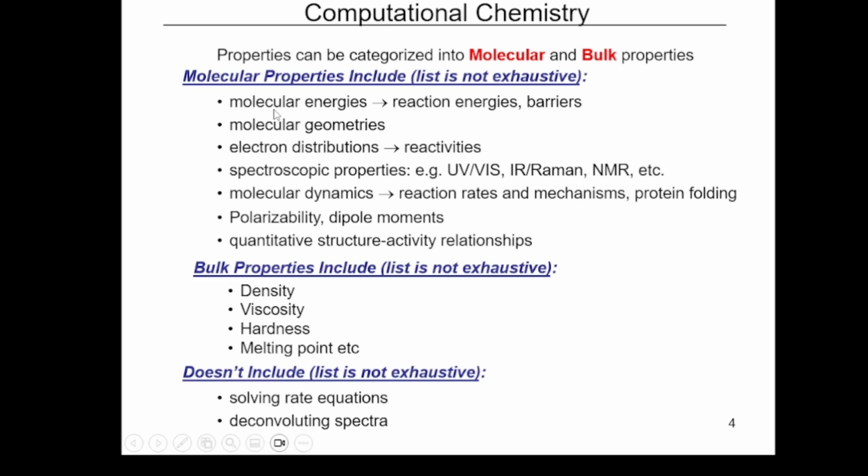You can calculate molecular energies, and with these energies, you can discuss reaction energies, barriers. We can also talk about the molecular geometries, the most stable geometry, or even we can talk about local or global minima, conformational analysis, etc. We can also talk about electronic distributions, which will help us in understanding the reactivities. We can also talk about spectroscopic properties, for example, UV visible spectroscopy, IR and Raman spectrum, NMR spectrum, etc.